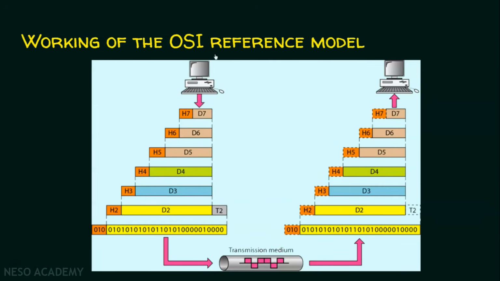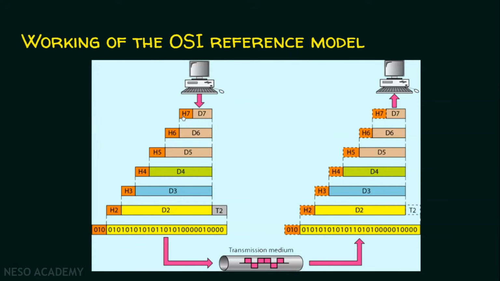Say this is the sender computer and this is the receiver computer. This sender computer and receiver computer are connected through a network. So obviously there is a transmission medium. The data generated by the application layer is named D7, that is the data generated by layer 7. We know very well that layer 7 means the application layer.